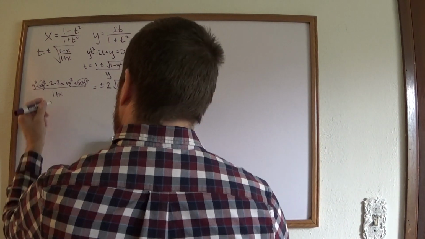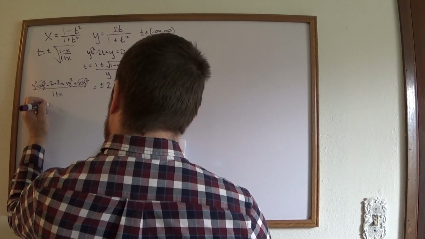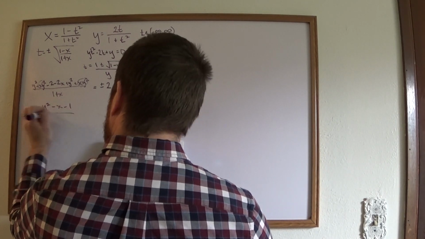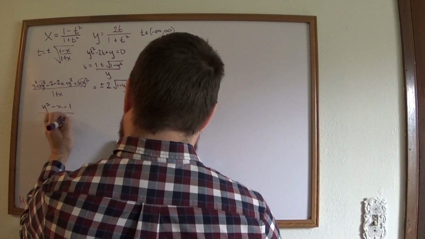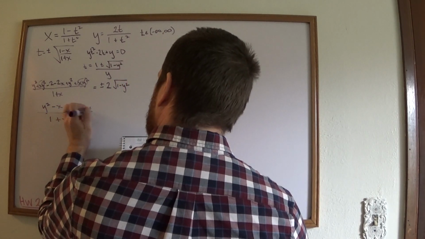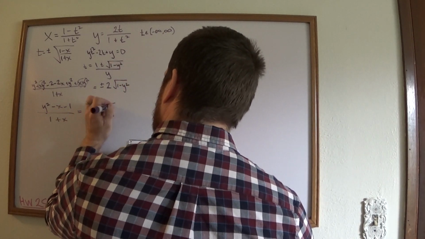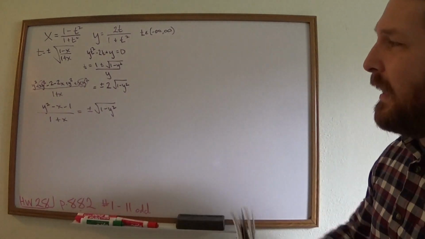What you end up getting is y squared minus x minus 1 over 1 plus x equals plus or minus root 1 minus y squared. Why did I do that in the first place?